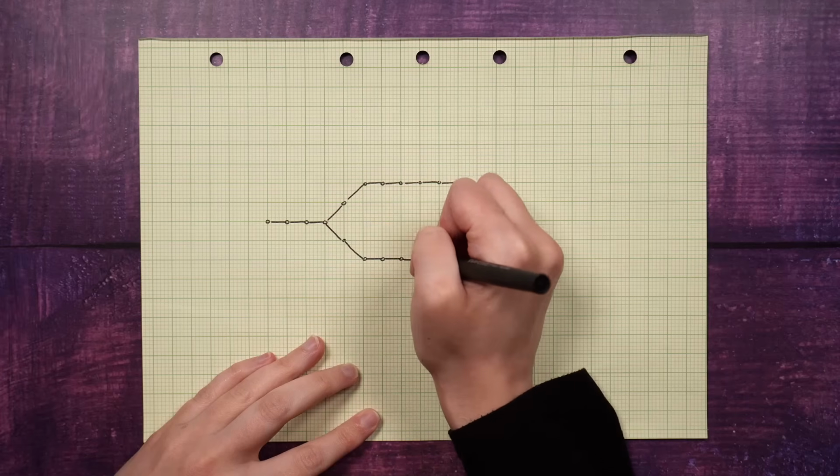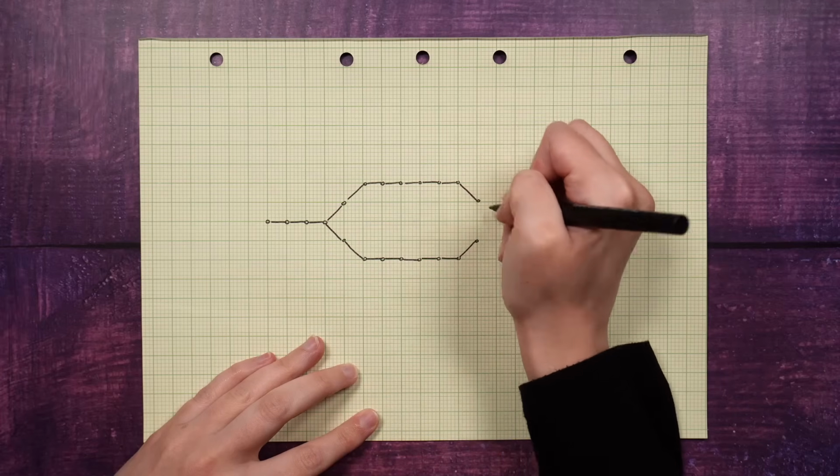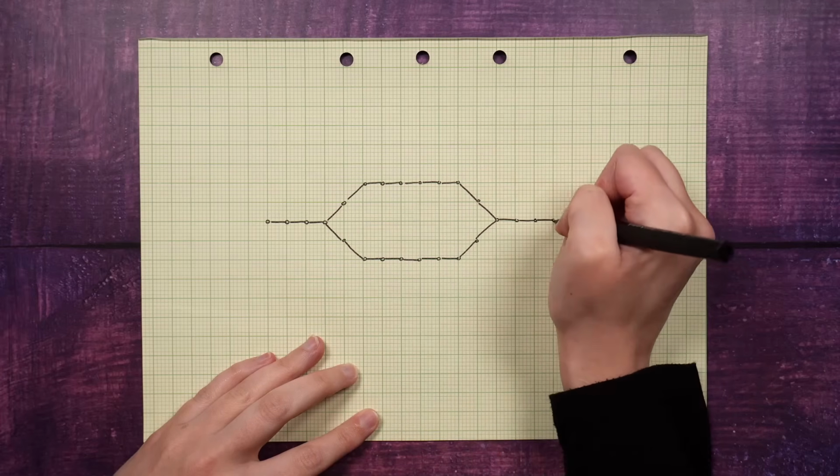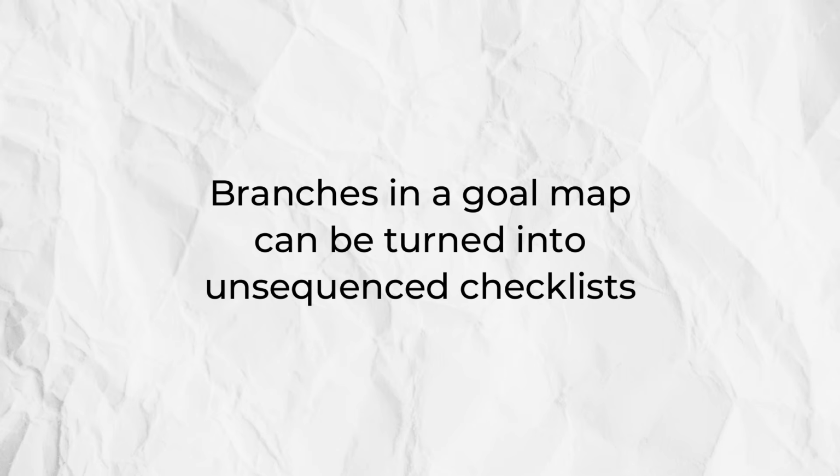Typically speaking, branching paths in a goal map will reconverge when we get towards the outcome of the goal, or that end point we're hoping for, but these sections of our goal map are suitable for non-sequenced checklists. So still a set of steps that we need to do, but it doesn't really matter as to the order we get them done.